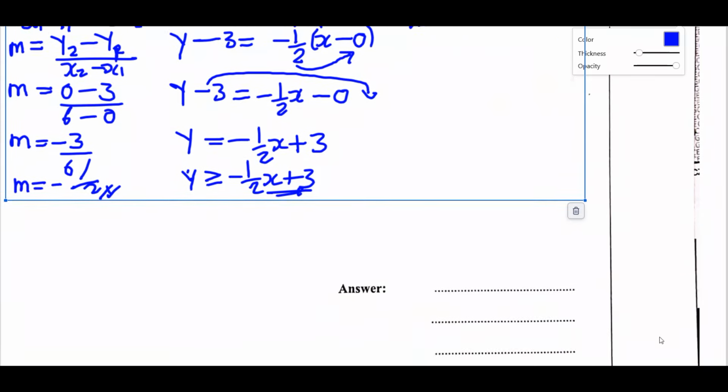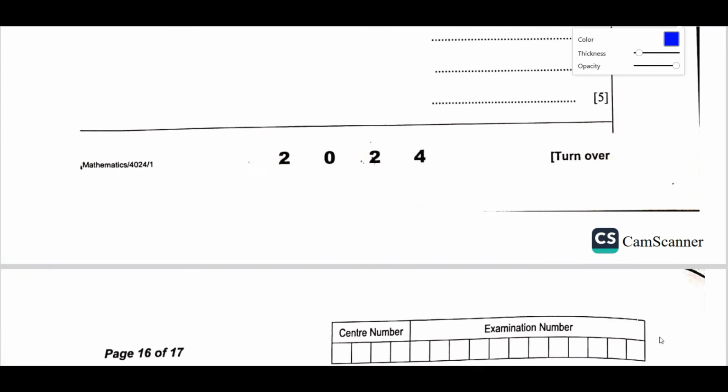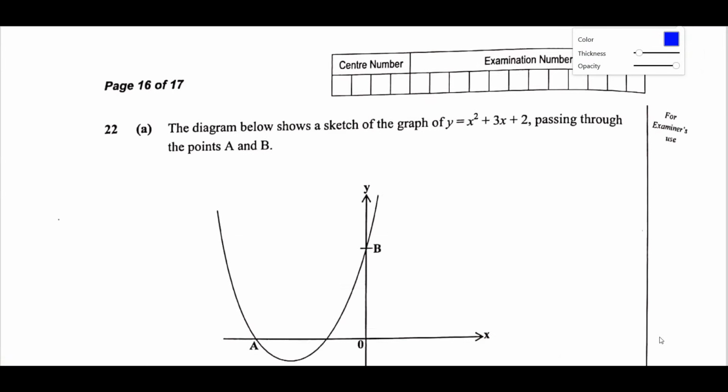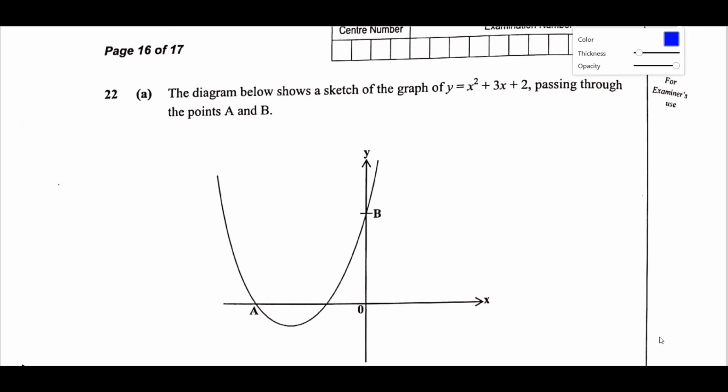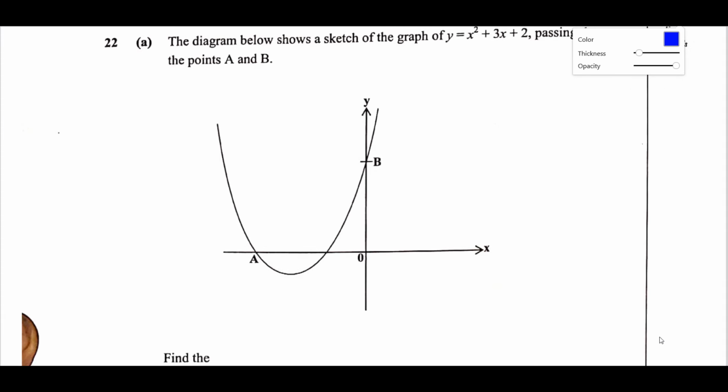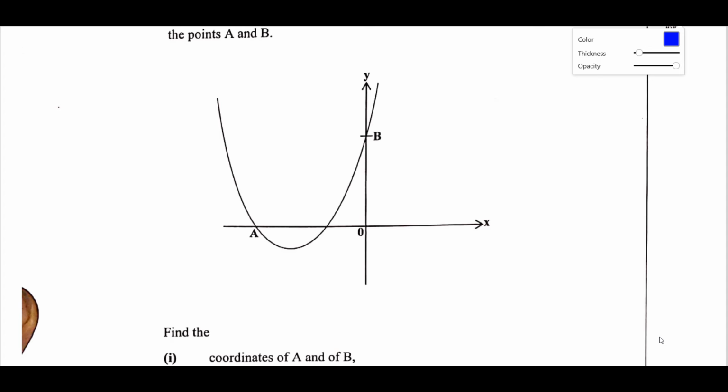So let's move on to question number 22. So question number 22, question A is coming from the topic of quadratic equations, quadratic functions. So we have the diagram below shows a sketch of the graph of y is equal to x squared plus 3x plus 2 passing through the points A and B. So let's have a look at the first question. So the first question is they want the coordinates of A and B.